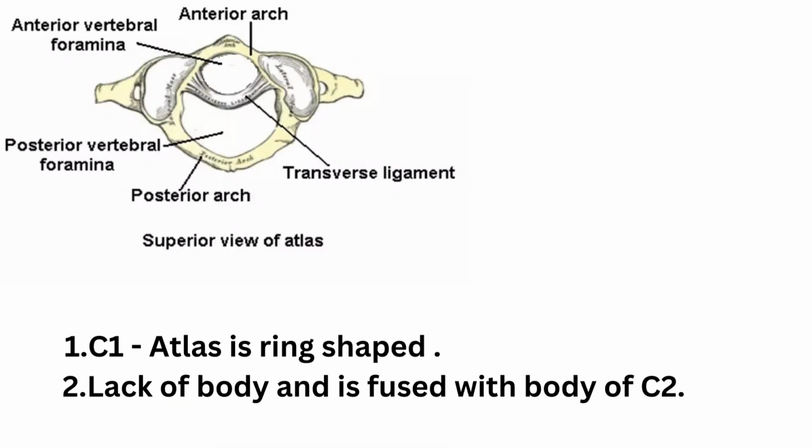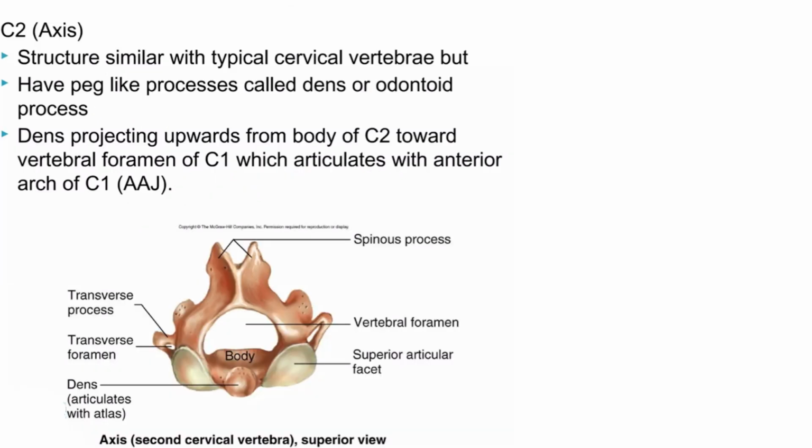The C1 cervical vertebra is also called the atlas and it is ring-shaped. It lacks a body and is fused with the body of the C2 cervical vertebra. The C2 cervical vertebra is also called the axis. It is also atypical because it contains the odontoid process, which makes it different from the rest of the vertebrae.